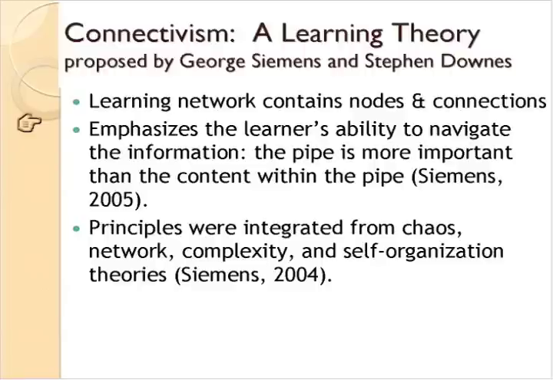Content such as a magazine article is knowledge frozen at a certain time, whereas a connection is a pipeline that continues to flow new knowledge. The stronger the connections, the faster the information flow. The connectivists assert that the pipe is more important than the content within the pipe, because the contents only exist temporarily. The fundamental principles of connectivism were integrated from chaos, network, complexity, and self-organization theories. Mary has elaborated these theories in her paper on connectivism. We won't repeat them today.